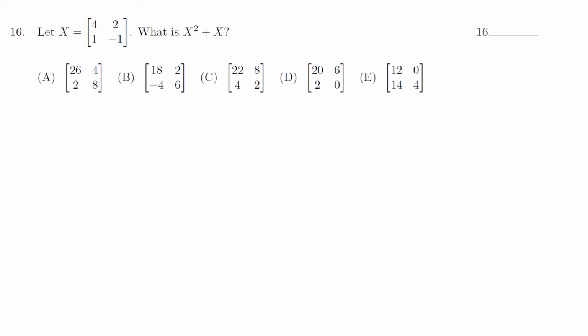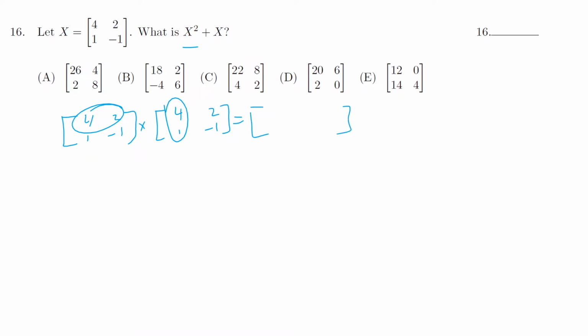Find x squared plus x. All right, so we have to use the rock method. Row by column. 4, 1, 2, minus 1, multiplied by 4, 1, 2, minus 1. Right now we're doing the x squared, so I'm doing that. So this is a 2 by 2 matrix times a 2 by 2 matrix, so these match, and it's going to be a 2 by 2 matrix.